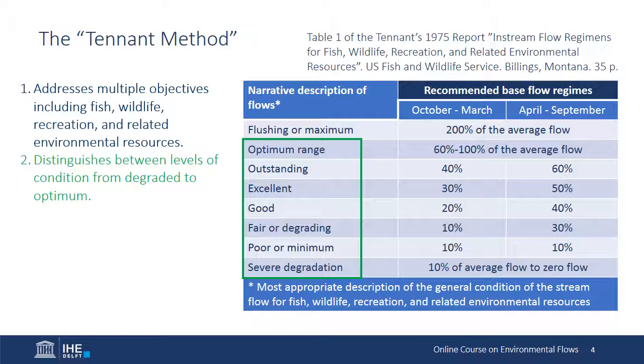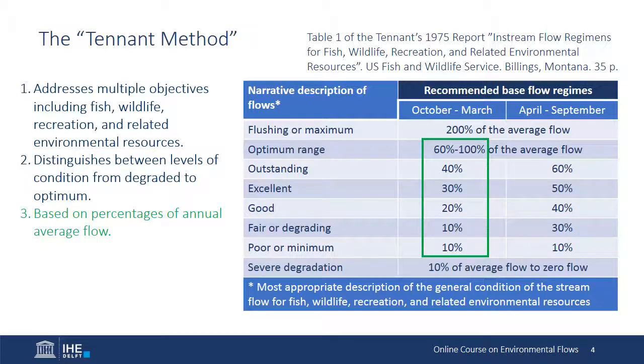These 7 levels of condition are more than were explicitly identified in the holistic method, so Tennant must have felt that the results obtained from the many holistic studies were sufficiently abundant and consistent to justify this level of detail. As mentioned previously, a core aspect of the method is the use of percentages of average annual flow. Hydrologists found this problematic from the beginning, and I'll provide an example later of its limitations. But it's remained a popular part of the methodology among practitioners because average is quick and easy to calculate.